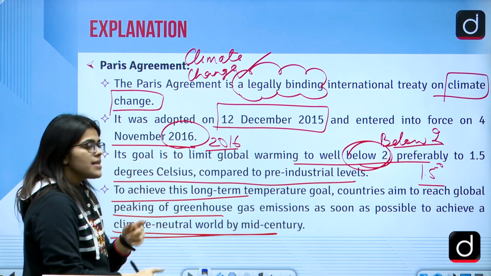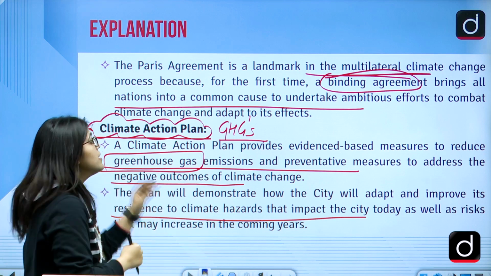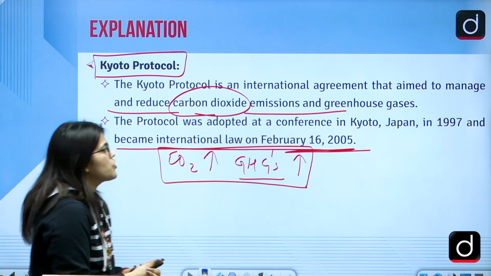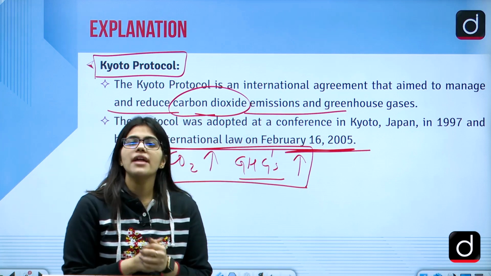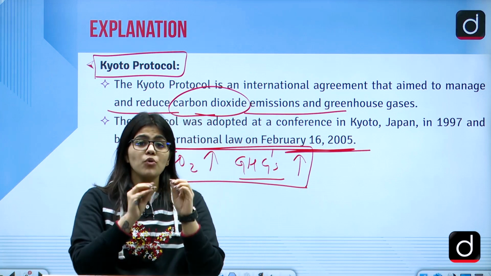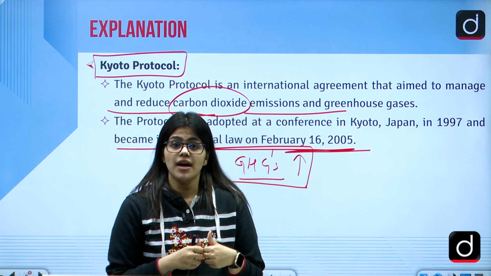Then the Paris Agreement we have already discussed. We have the climate action plan. This is also for greenhouse gases, and at the end we had the Kyoto Protocol that came into being in 2005. It has 2 time periods, right? So I hope I made the most important conventions easier for you. These are the questions that are repeatedly asked.